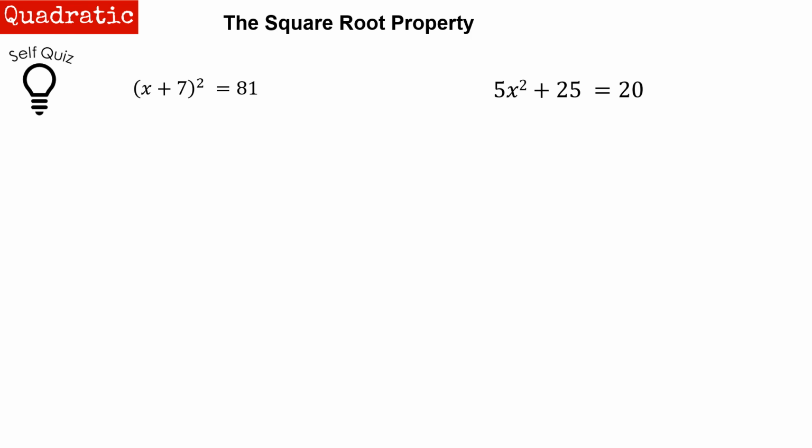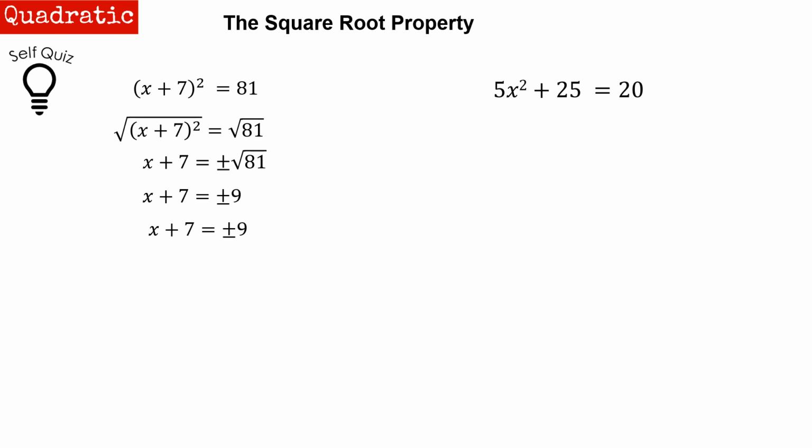For the first one, it's pretty straightforward. We're just going to take the square root of both sides. So we have x plus 7 equals plus or minus the square root of 81. And the square root of 81 is 9. Okay. Now we want to get x by itself. So we're going to subtract 7 from both sides.